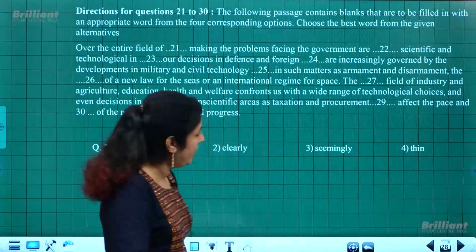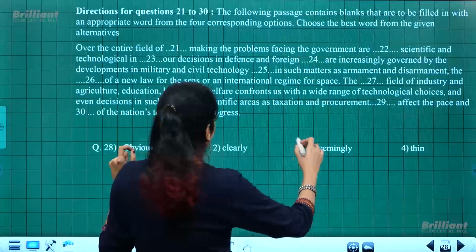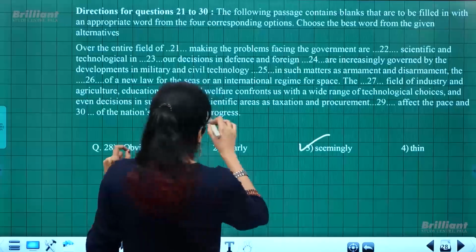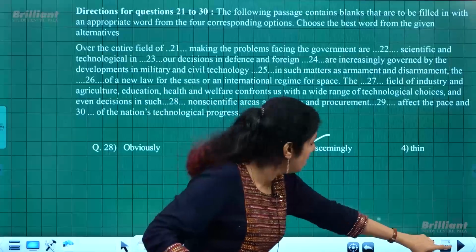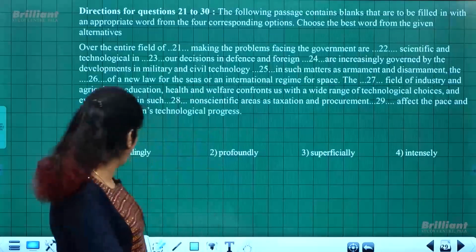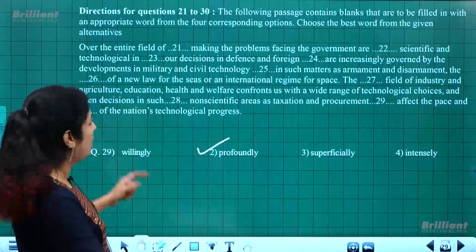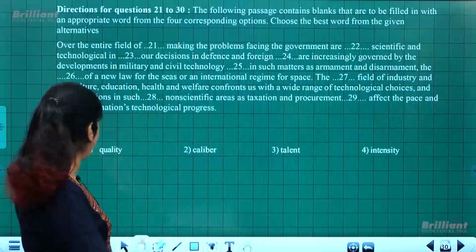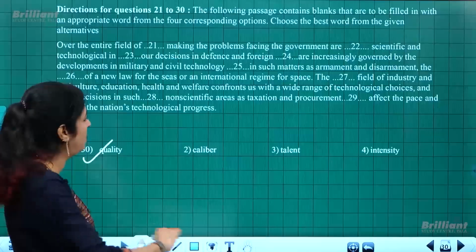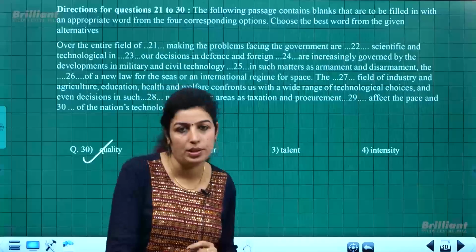choices and even decisions in such seemingly non-scientific areas as taxation and procurement profoundly affect the pace and quality, not caliber, but quality of the nation's technological progress.